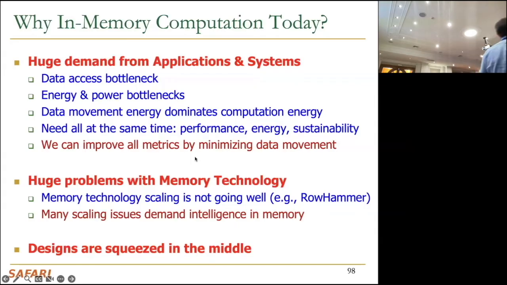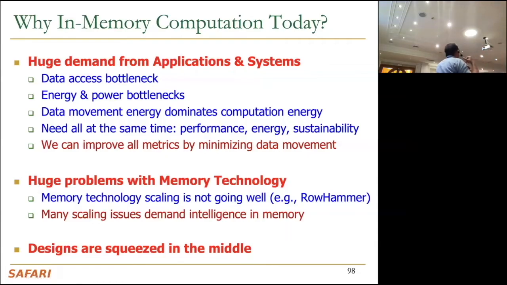If you want to improve all metrics, I think you have to look at data movement. And this is the higher level, right? Applications, systems, algorithms, et cetera, are pushing us to do something different with memory. At the lower level, technology, we don't have a friend, in the sense that technology is also pushing us to do something different, meaning we're having a lot of technology scaling problems. We're going to examine them, especially robustness, in a later lecture. RowHammer, for example. We're having issues with scaling memory, and these issues demand intelligence in memory. You need to actually put some computation inside the memory to solve these issues.